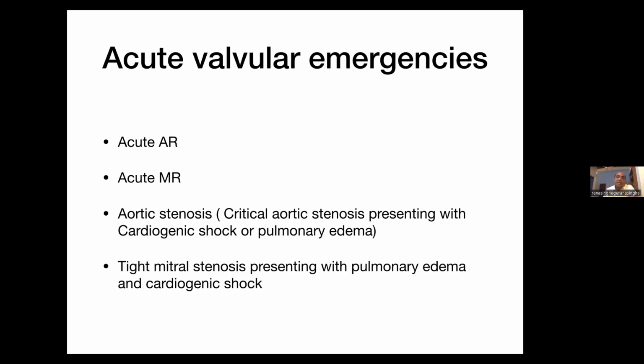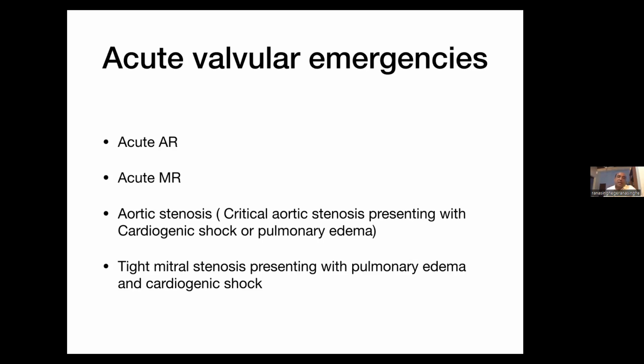At the same time, sometimes tight critical aortic stenosis can present as a valvular emergency. Sometimes they can present with a cardiac arrest, or even with pulmonary edema or cardiogenic shock, patients with tight AS. Similarly, tight mitral stenosis also can present with florid pulmonary edema, sometimes cardiogenic shock. And sometimes it can be the first presentation in pregnant patients.